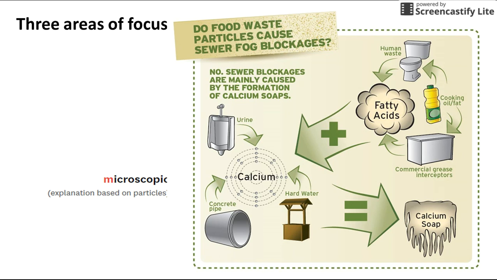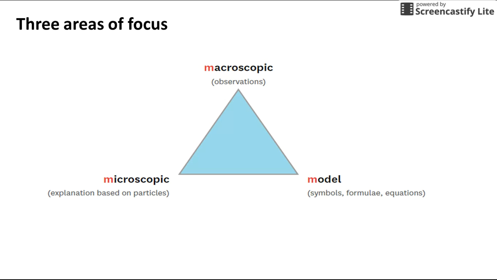So for instance, fats and fatty acids, they have an issue with hard water areas. So if you've got calcium coming from concrete pipes or from urine in the sewage pipes or hard water, then you can get these, what we call these sewer fog blockages. And so why did we move on then to man-made detergents?